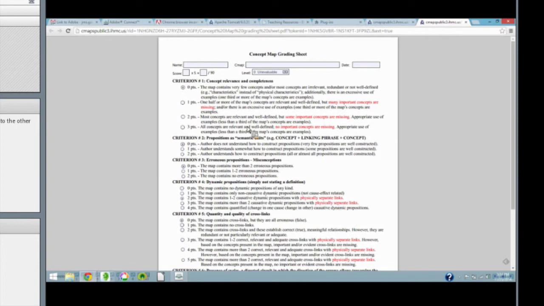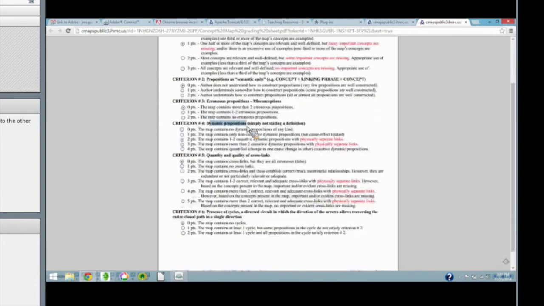Are there any dynamic propositions? So not just straight definitional, but get into how do these two really relate? A cat is black. Well, that's nice, but it doesn't have to be black. Get really into the meat of it. And quantity and quality of the crosslinks. Are they making those network structures, in other words? Are they linking two or three branches of knowledge together so that it becomes one network?